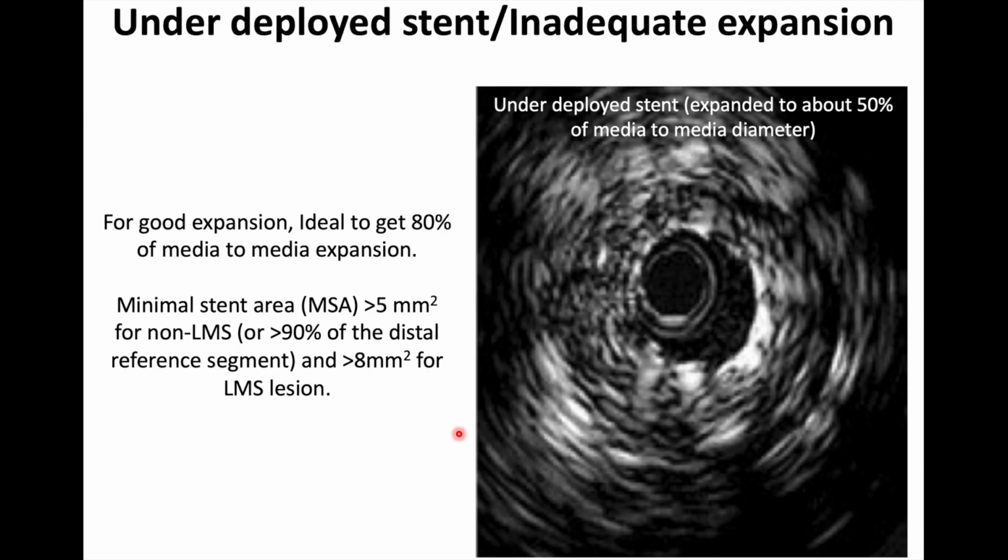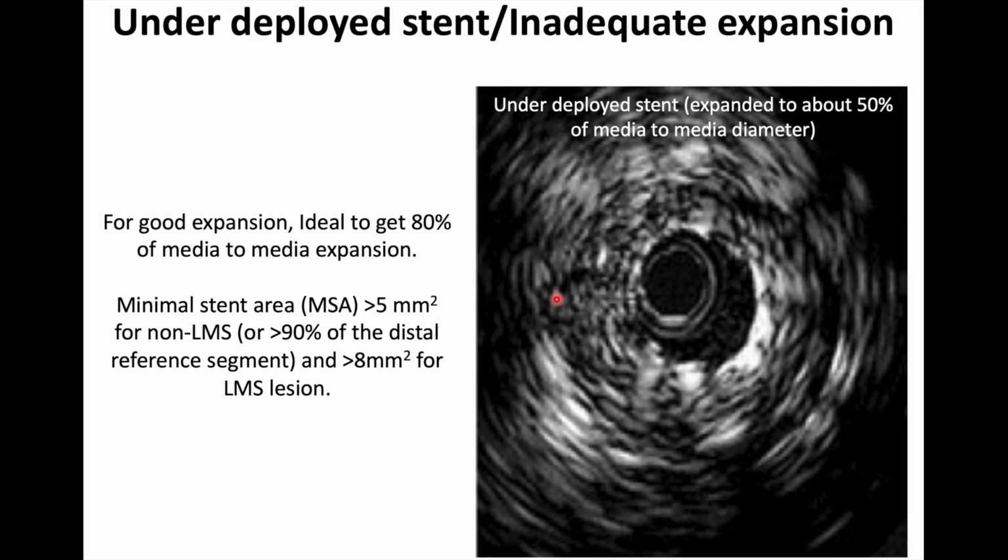So what's an underdeployed stent or under expansion? Under deployment or under expansion, you can see here that's the stent and that's media to media. So the stent is expanded to only about 50% of the media to media diameter. So this is under expansion or under deployment. And for good expansion, what's good expansion? So ideal is to get 80% of media to media expansion. If you go to 90%, that's excellent. But if you can get 80% of this media to media expansion, that's acceptable.